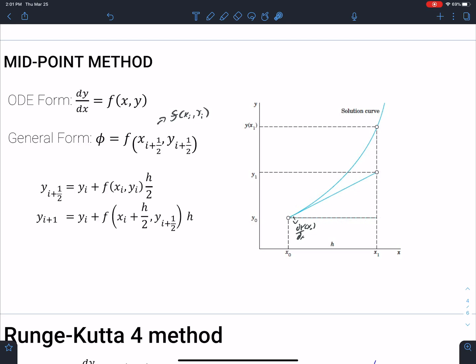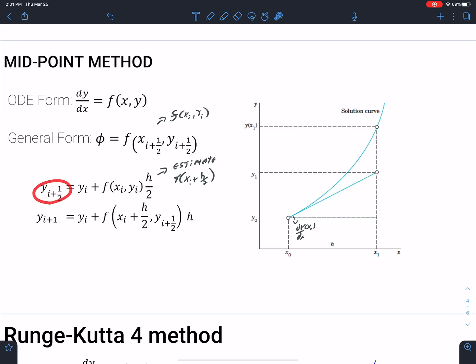So what do we do? We first estimate y at x_i plus h over 2. This is what we're calling that, right? We need to estimate it. Of course, we don't have the value of that, but we can estimate that using the regular Euler's method.